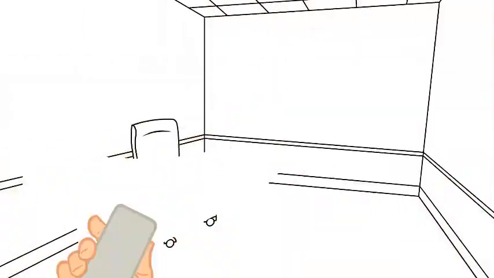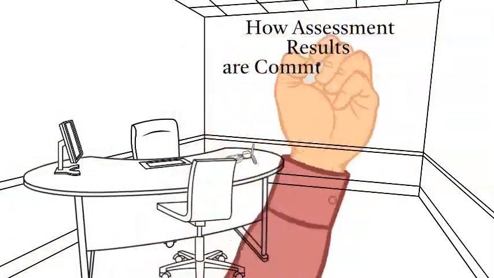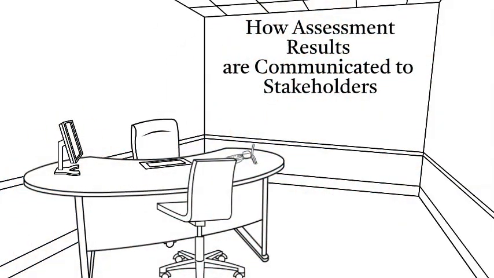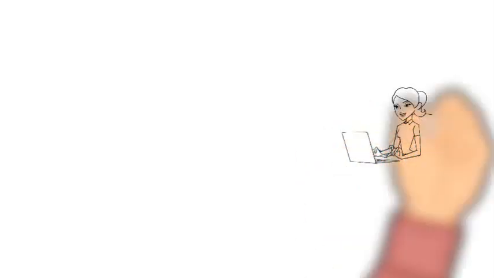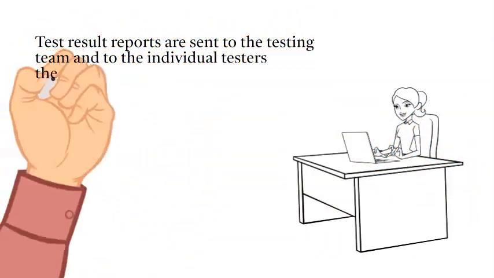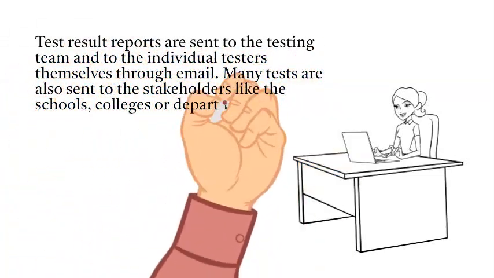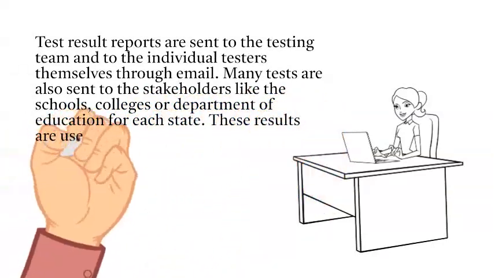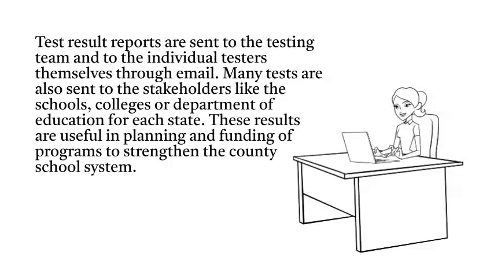In this next section, we will explore how tests are reported to the stakeholders. Test results reports are sent to the testing team and to the individual testers themselves through email. Many tests are also sent to the stakeholders like the schools, colleges, or Department of Education for each state. These results are useful in planning and funding programs to strengthen the county school system.